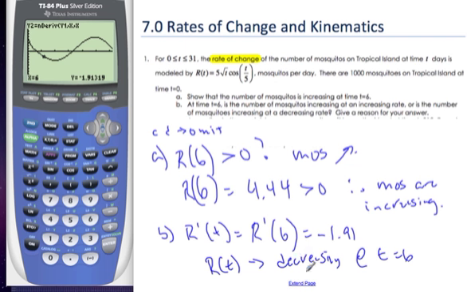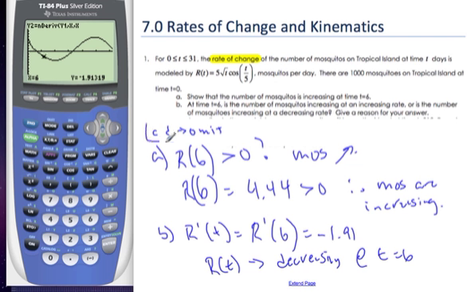So that's a lot of words and very, very wordy, but it just means that the speed that the mosquitoes are growing is actually getting slower. They're not multiplying as quickly. And there's a bit of rate of change, using the derivative and understanding what's going on.